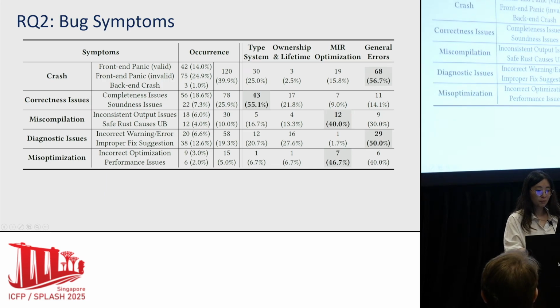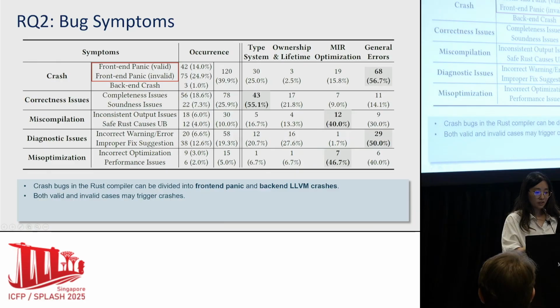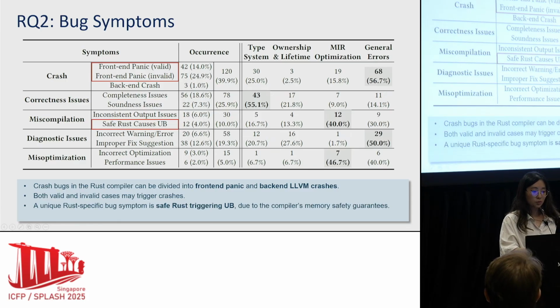Now let's move on to the bug symptoms. We classify them into several categories, including crashes, correctness issues, miscompilations, diagnostic issues, and misoptimization. The crash bug can be divided into front-end panic and back-end crashes. And there is a unique symptom for rustc: safe Rust code triggers UB. Because Rust is supposed to guarantee memory safety, any safe Rust program that can trigger UB means that there is a rustc bug.